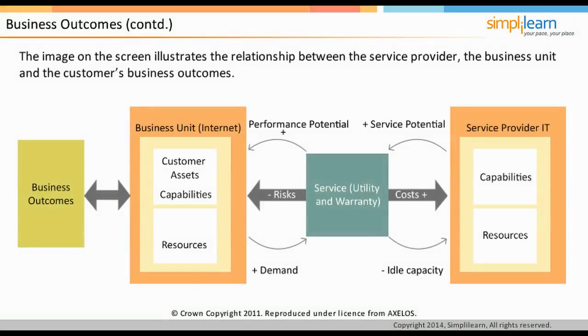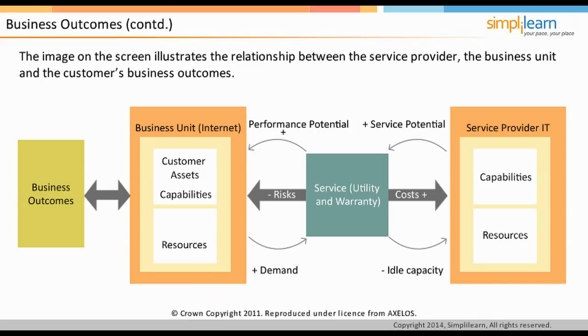Organizations are becoming less focused on the IT infrastructure and more on how to automate end-to-end business processes and deliver business services. The challenge is to understand the operational objectives of the business process and translate that into activities that can be provided by the IT infrastructure. Overcoming this problem is the objective of the processes. The given image illustrates the relationship between the service provider, the business unit, and the customer's business outcomes.